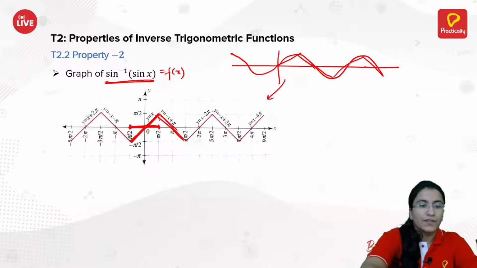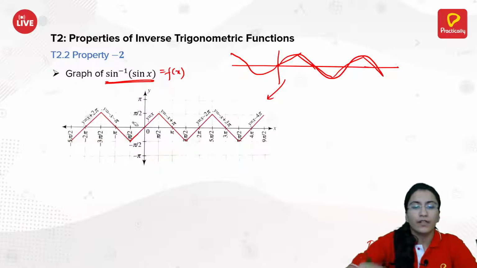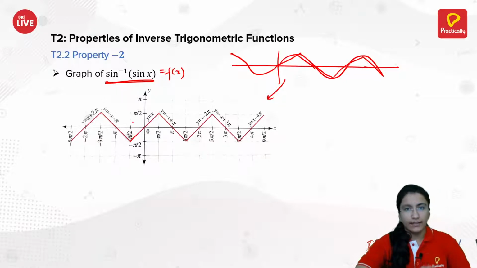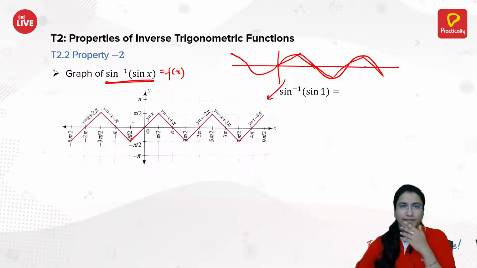Okay, so these graphs are basically helpful for you to calculate the value for a given x. Let's just see that. For that you need to calculate this value first. If you have sine inverse of sine of 1, this you need to calculate. So how can you calculate?